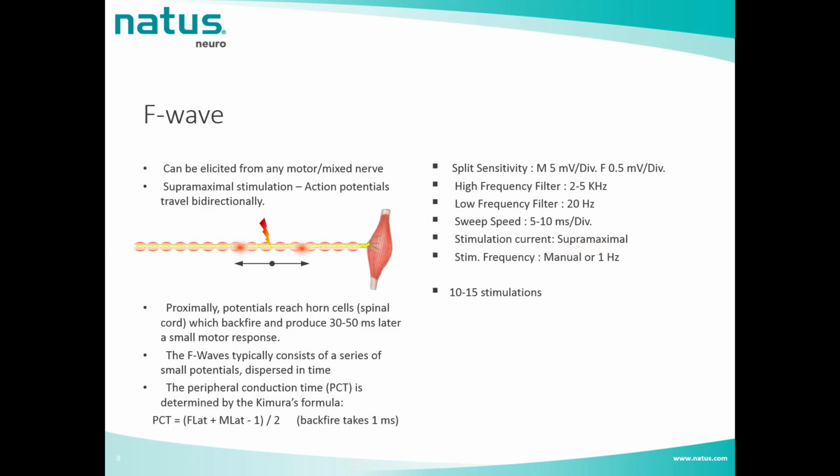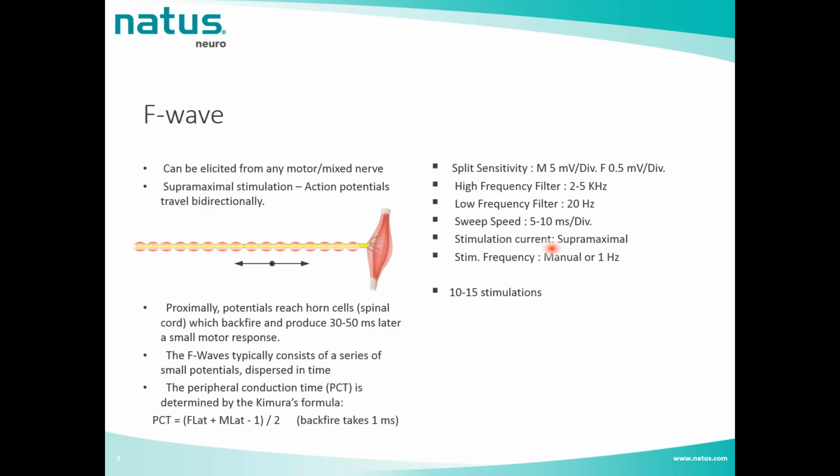Proximally, that potential will reach horn cells, which will backfire and produce a smaller motor response on a later latency, around 30 to 50 milliseconds. Basically, the F waves are those small motor responses that are appearing at this 30-50 milliseconds duration. The F wave test consists of a series of these small potentials. Therefore, we will have multiple stimulations to record multiple small responses.